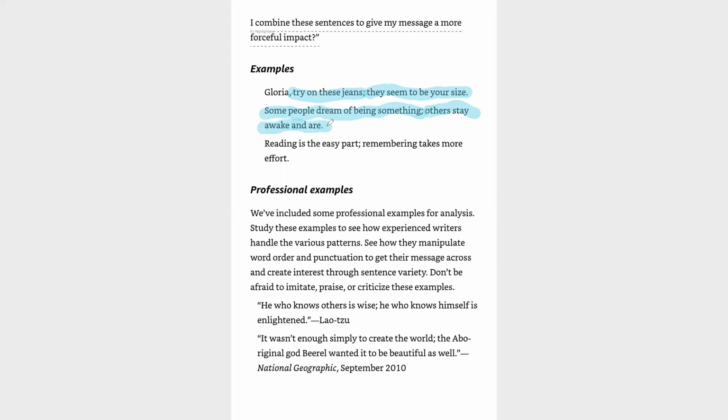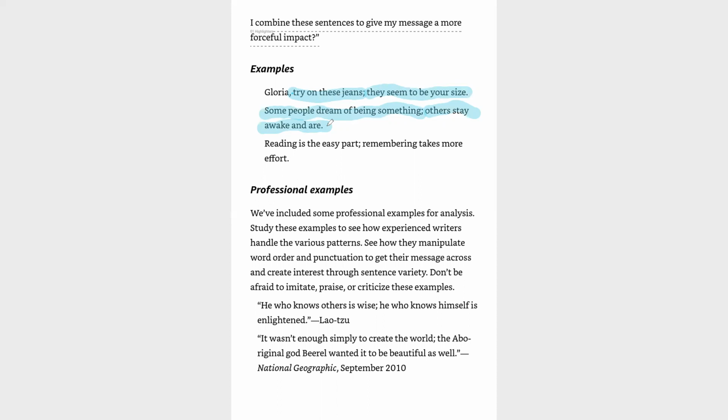Now, figures of speech like antithesis are going to be perfect for these types of sentences. Using a semicolon to bring together antithesis, a figure of speech, is great. Reading is the easy part; remembering takes more effort. Again, two independent clauses. Then we have some professional examples.